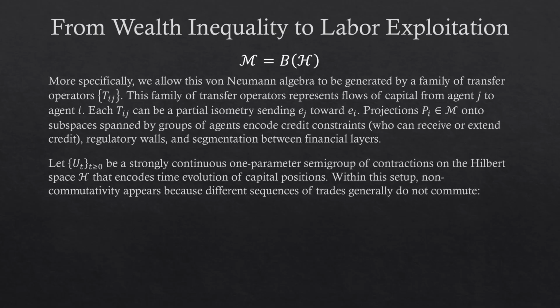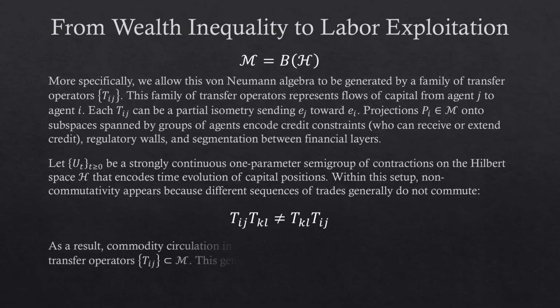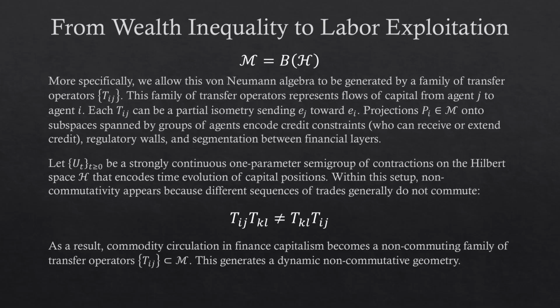Let the collection of U sub t, where t is greater than or equal to 0, be a strongly continuous one-parameter semigroup of contractions on the Hilbert space H that encodes time evolution of capital positions. Within this setup, non-commutativity appears because different sequences of trades generally do not commute. So T sub ij T sub kl does not equal T sub kl T sub ij. As a result, commodity circulation in finance capitalism becomes a non-commuting family of transfer operators that are subsets of the von Neumann algebra. This generates a dynamic non-commutative geometry.